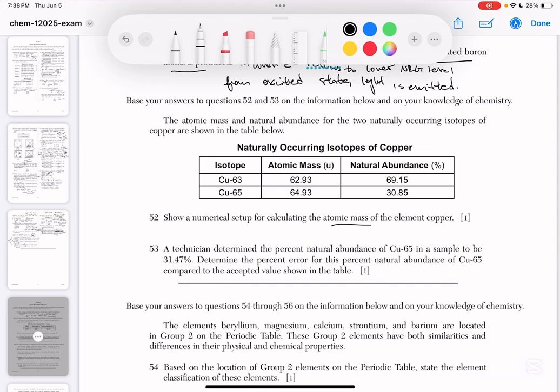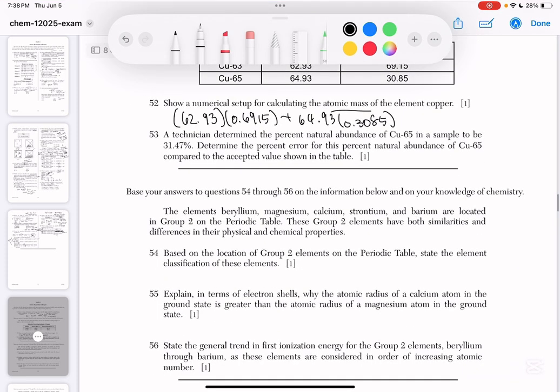And then atomic mass. Wow, they ask this every single year. This is pretty insane. So this is just the atomic mass times its percent abundance in decimal, and then you add the two isotopes. It's only a numerical setup, so you don't have to get a value for this.